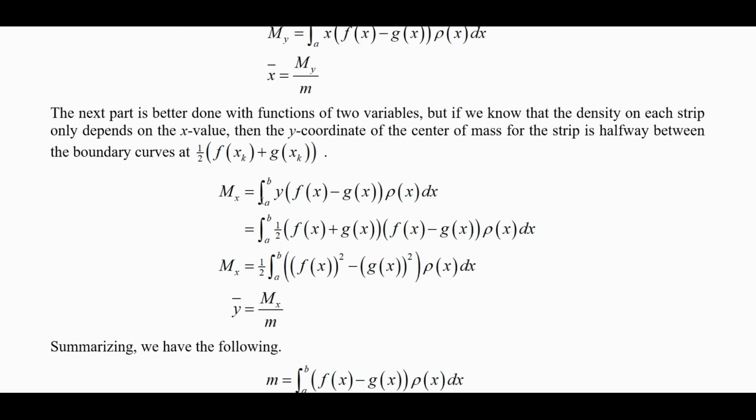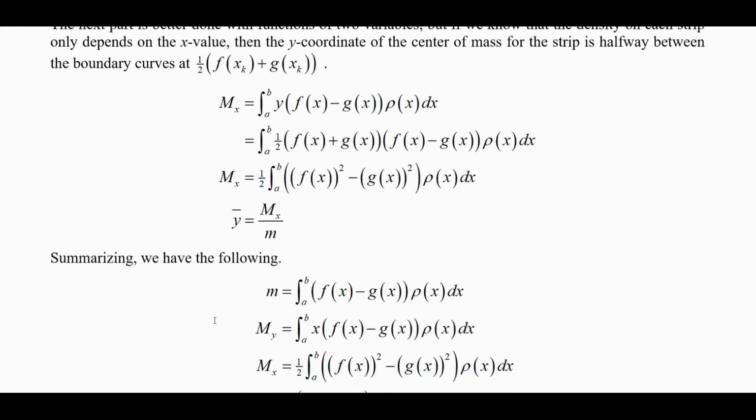So the moment about x is just y times f of x minus g of x, times rho of x, integrated from a to b. But y is 1/2 f of x sub k plus g of x sub k, which once we take limits, all the sub k's are gone. Now notice we have f plus g times f minus g. This gives us a difference of two squares, f squared minus g squared. And so this is the formula for the moment about x. Divide that by the mass to get y bar.